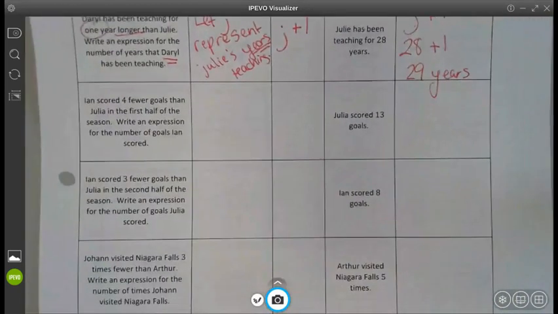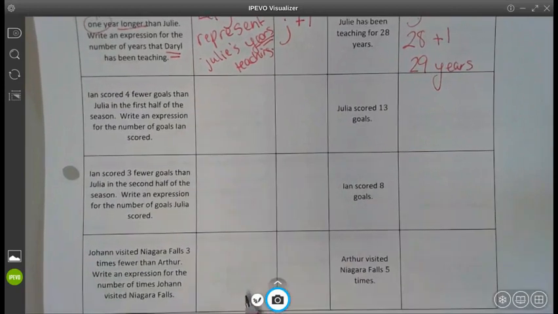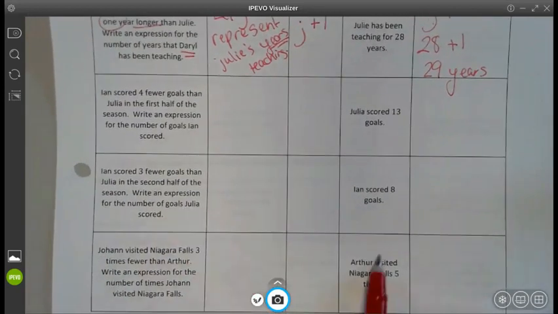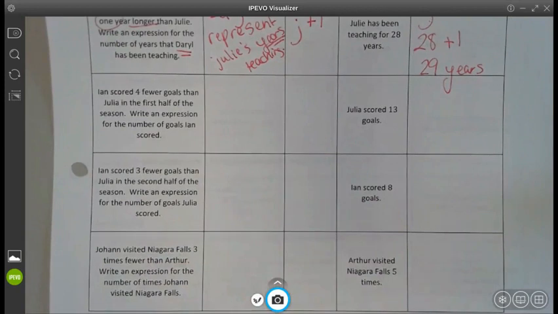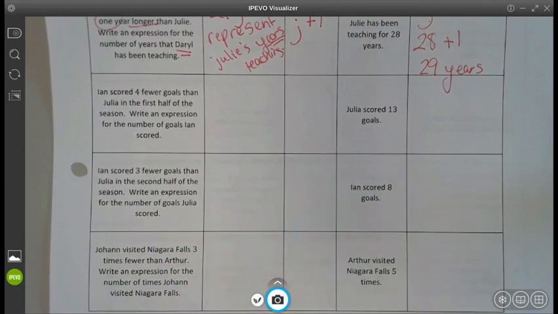All right, let's do a couple more. Go ahead and pause the video. I want you to try to do these 3 on your own and then push play when you're ready. And let's see if you were able to come up with your descriptions, your expressions, and actually solving. Okay.